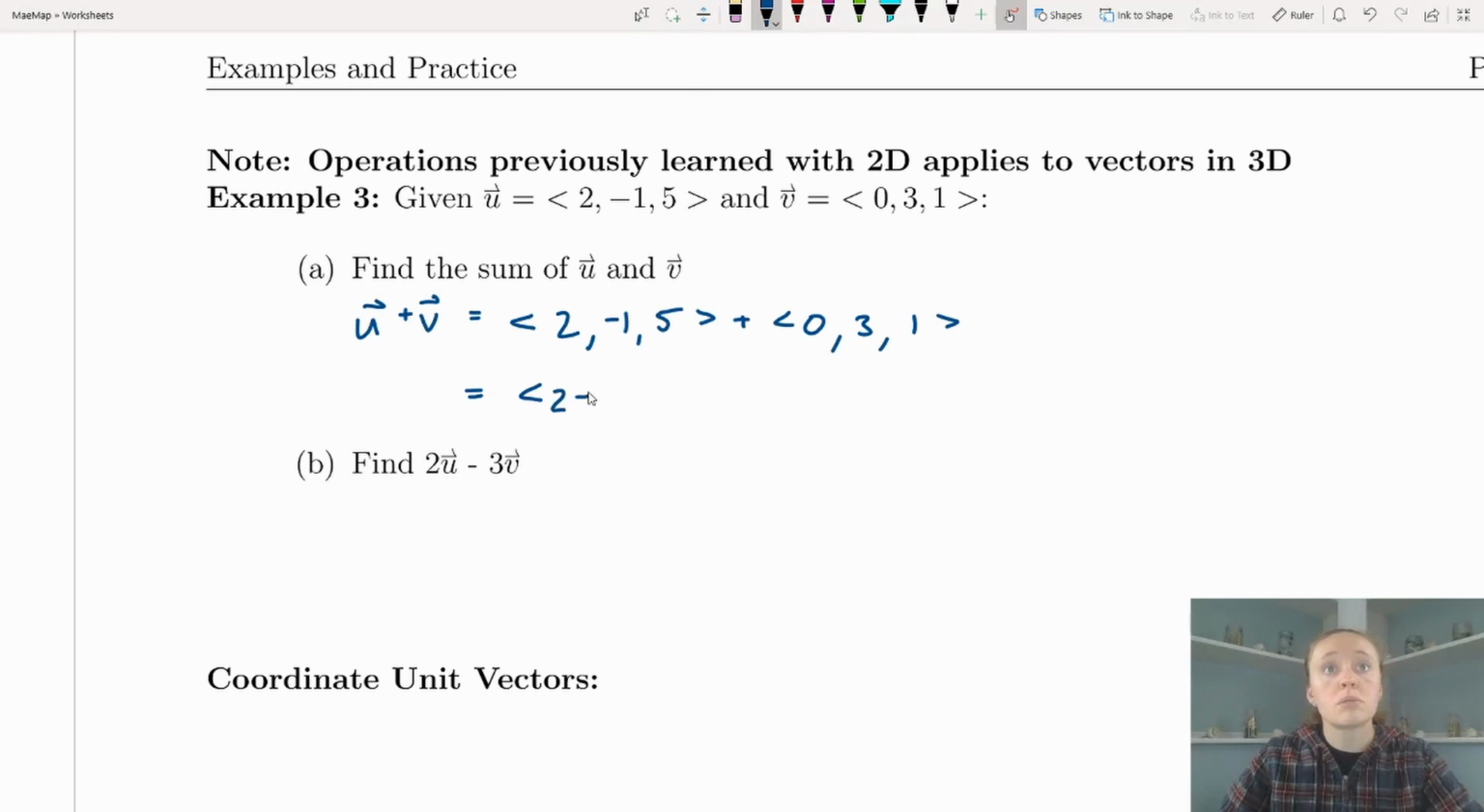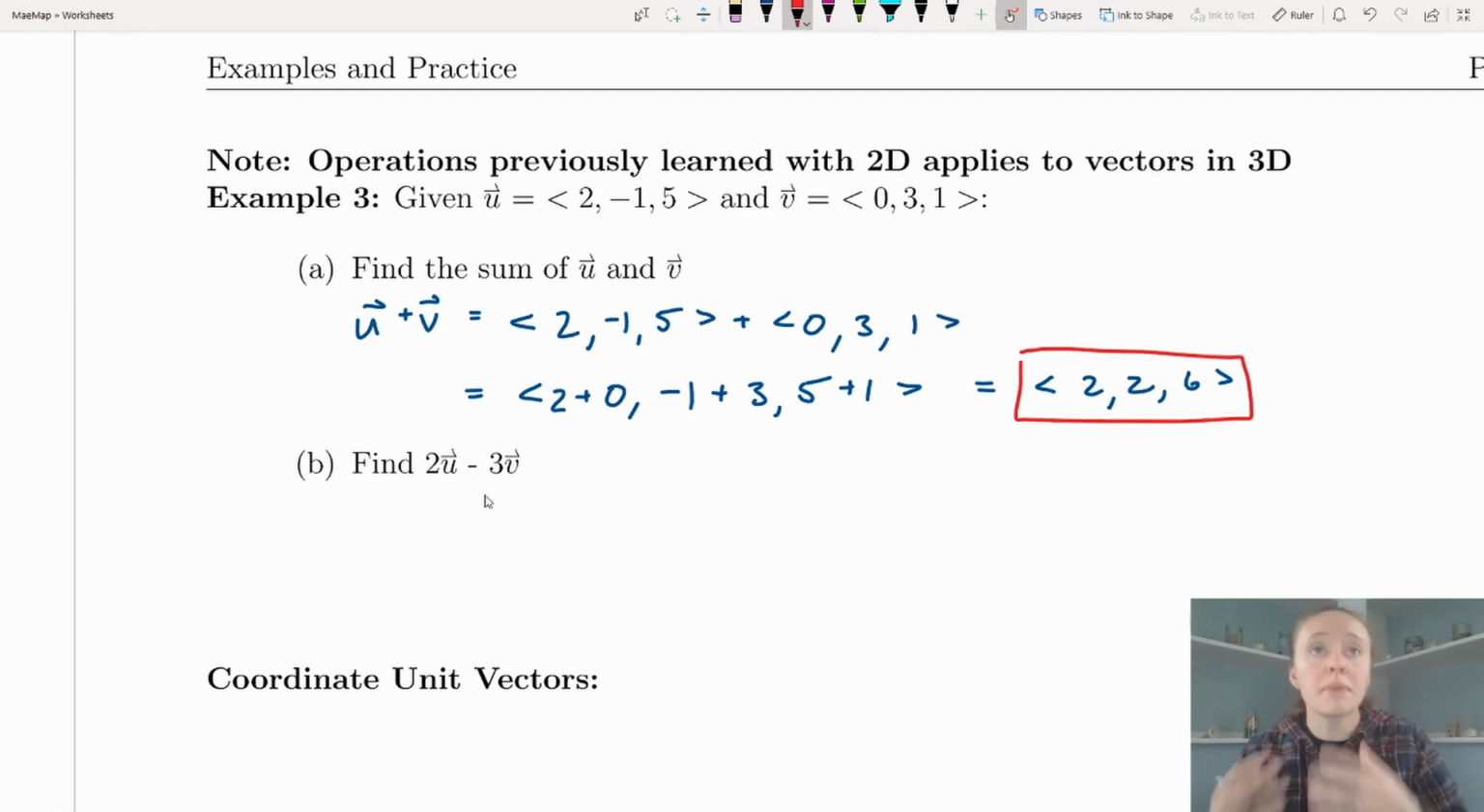So we'll do 2 plus 0, and then -1 plus 3, and then 5 plus 1. So vector u plus v will be 2, 2, and 6, because 2 plus 0 is 2, -1 plus 3 is 2, and 5 plus 1 is 6.